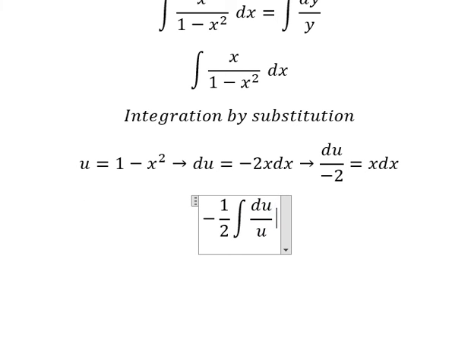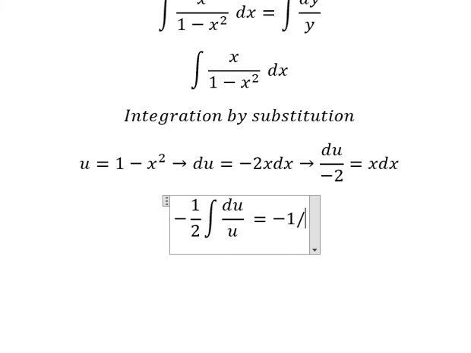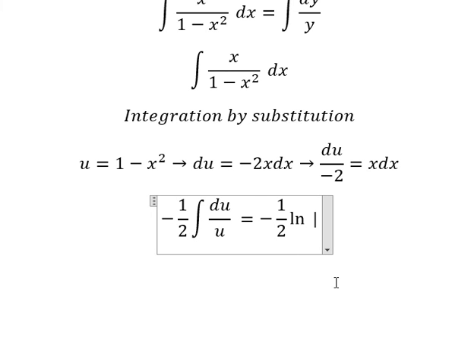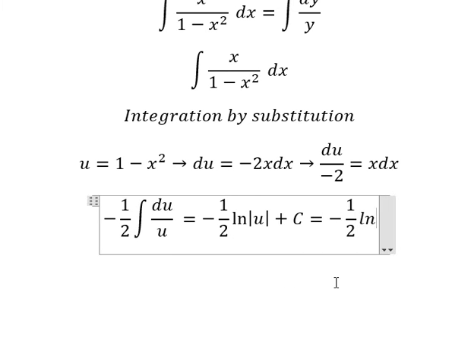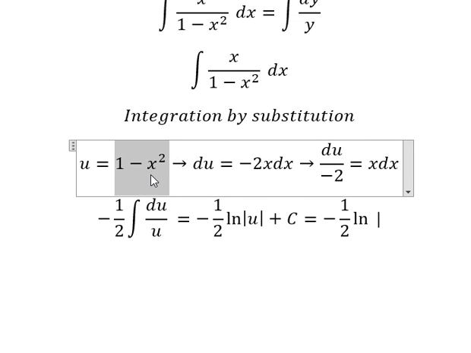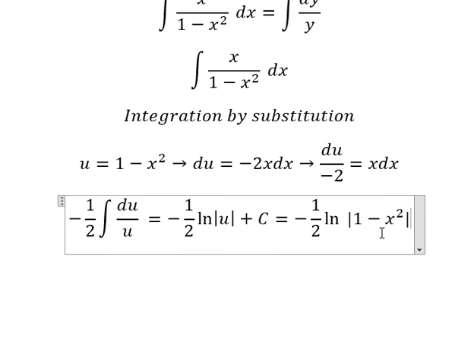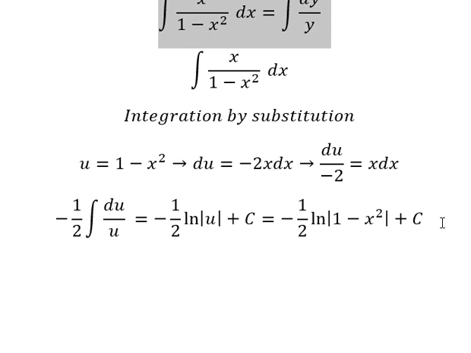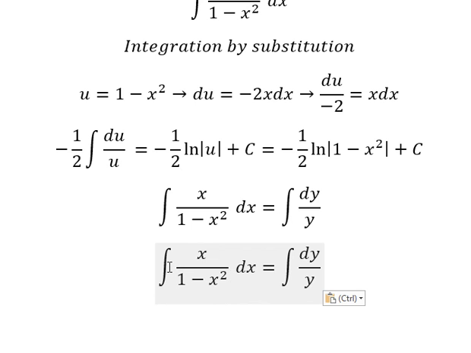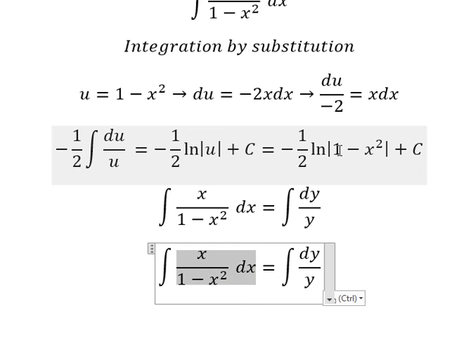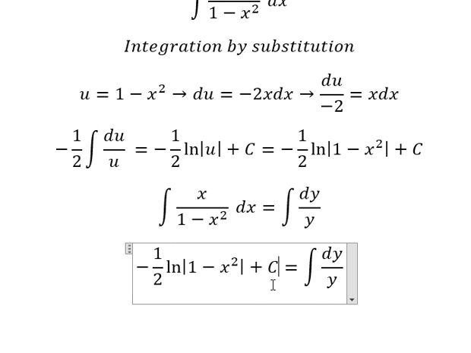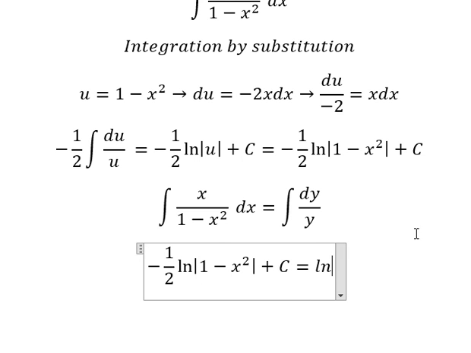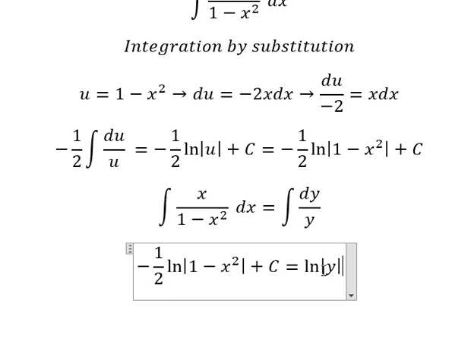So the integration of this one, we have Ln of the absolute value of u, and I will put c. About u, that is about this one. So the integration of this one, that is about this one. So the integration of that one, we have Ln of the absolute value of y.